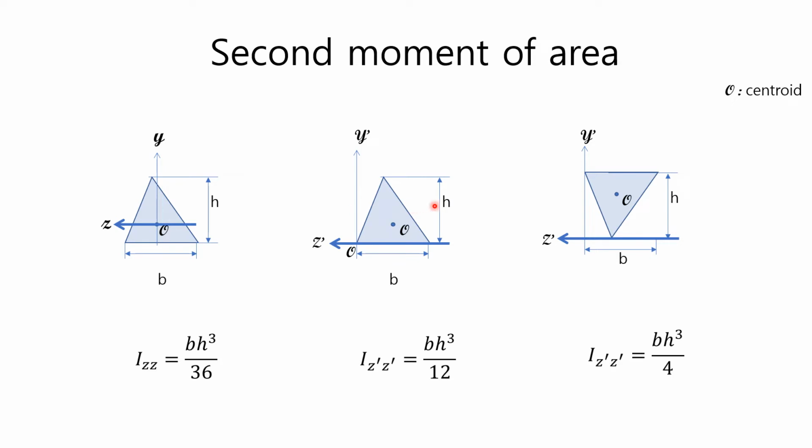Here we have three cases for different coordinate systems and the triangle shapes. In the first picture, z-axis passes through the centroid of a triangle. In the middle picture, z'-axis coincides with the base of a triangle. In the last picture, z'-axis passes through the vertex of an inverted triangle. The farther the centroid is from the reference axis, the smaller the denominator, as you can see here.